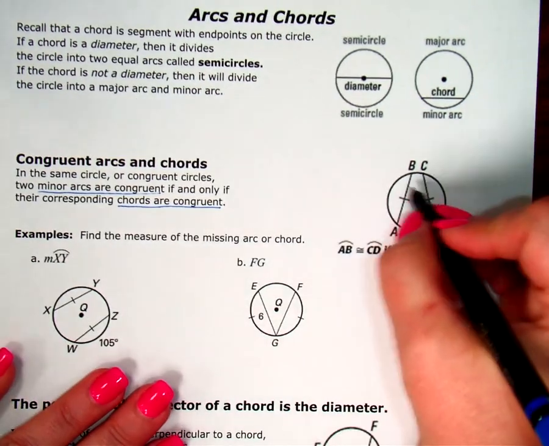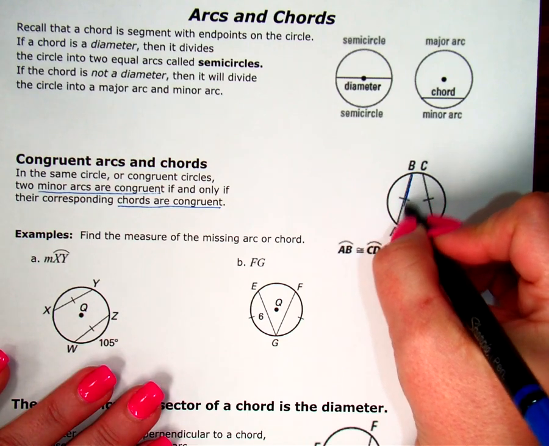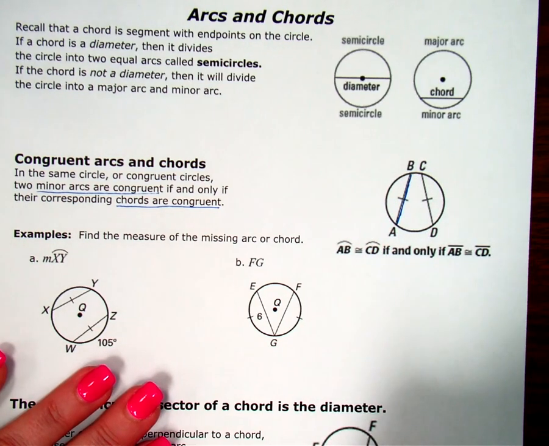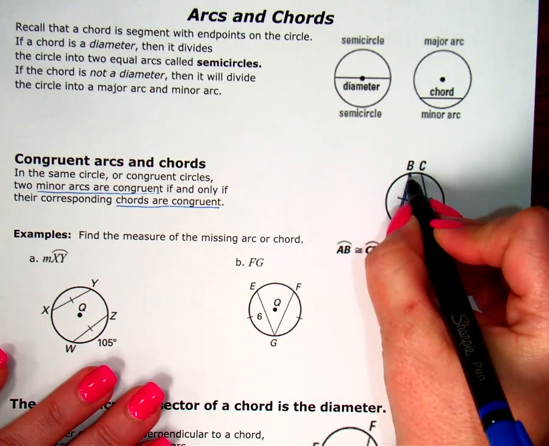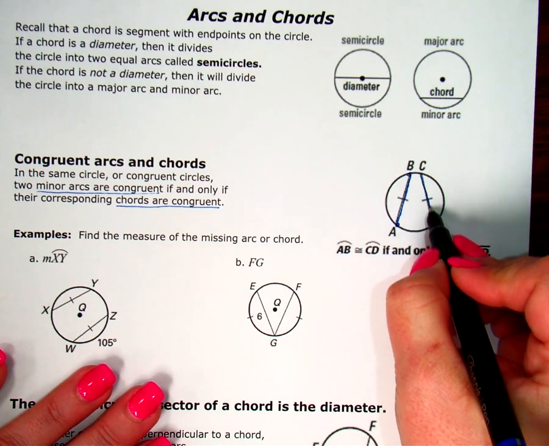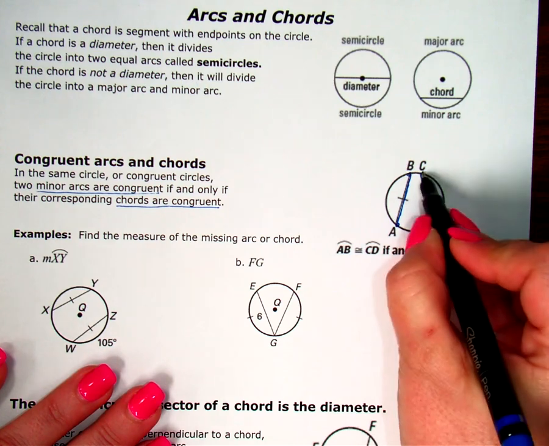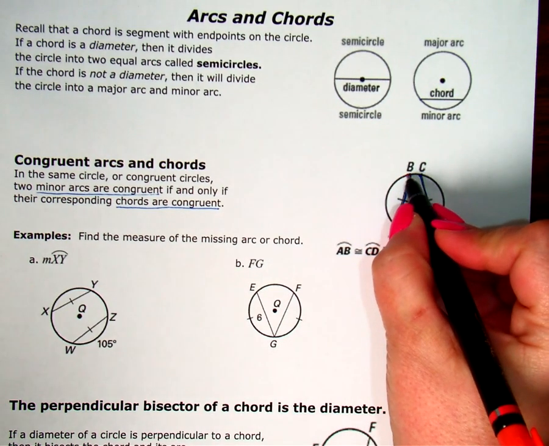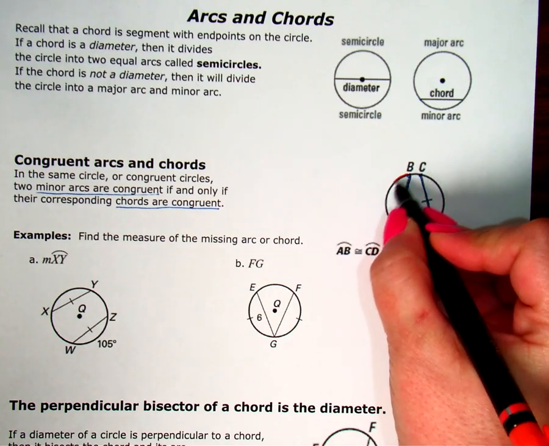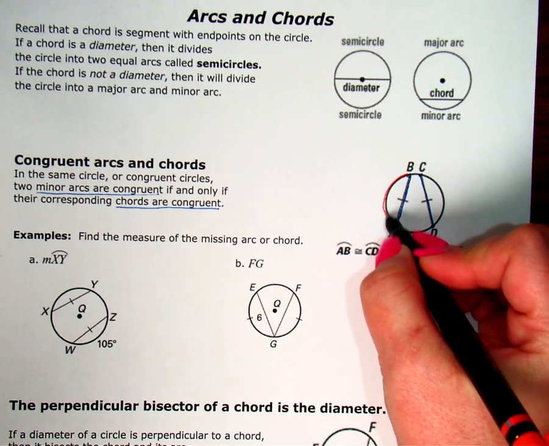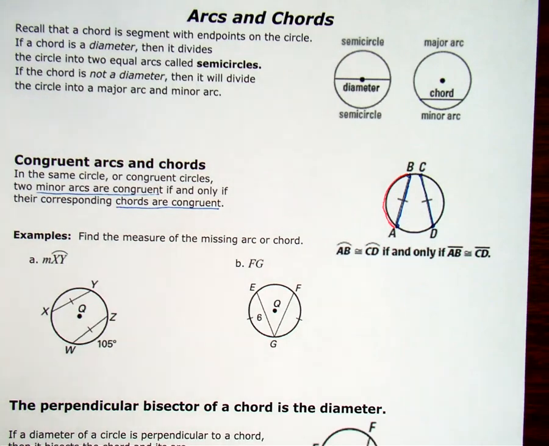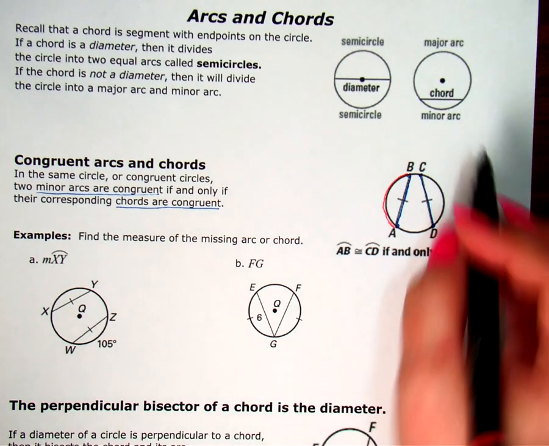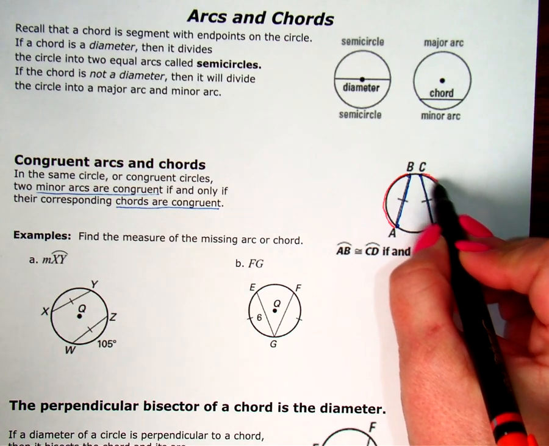So when I look back, I can see that because of the tick marks, I know that segment AB, which is a chord because its endpoints are on the circle, and segment CD, have the same length. They're both chords. Because they have the same length and they're in the same circle, the intercepted arcs, so from one endpoint of the chord to the other endpoint of the chord, that arc is going to be the same as the arc that's intercepted by the other chord.